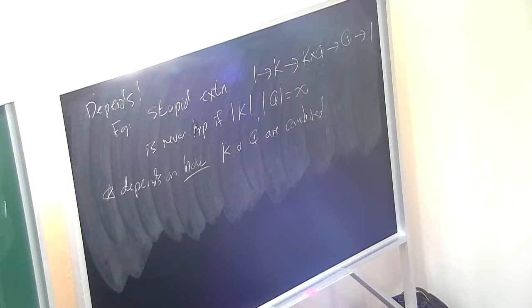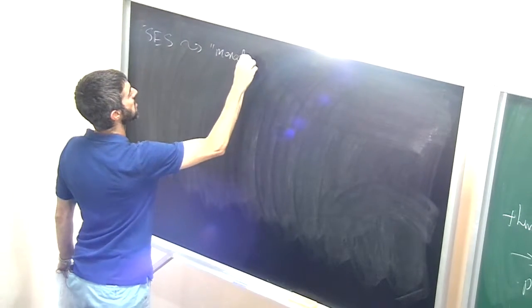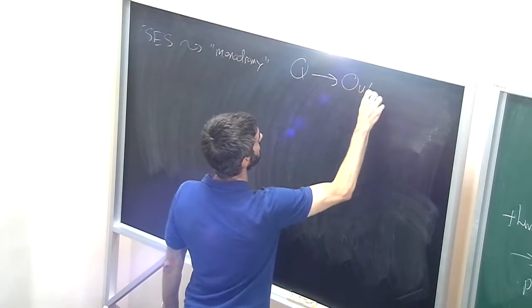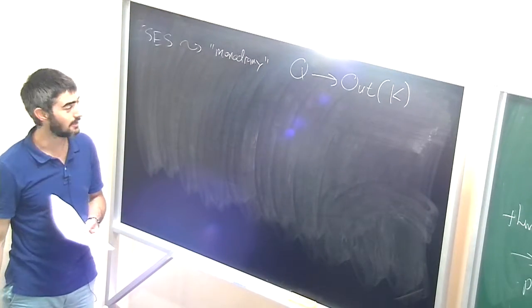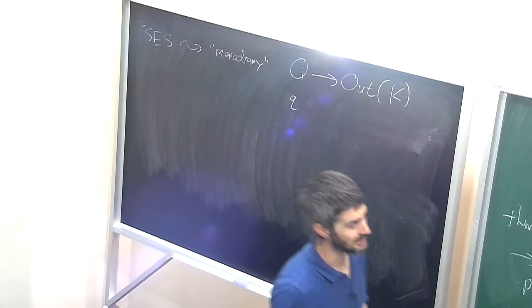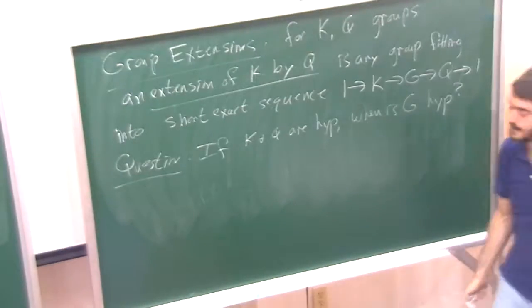So let me just say a couple comments about what I mean about how it has to be combined. The short exact sequence induces what's called a monodromy, which is a map from Q to Out of K. How does this map go? Well, I take something in Q, and I look over at my short exact sequence, and I say, aha, it was exact. Exact meant it was surjective onto Q. So I can pick somebody that maps onto Q.